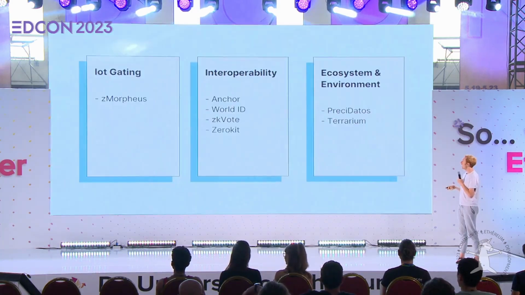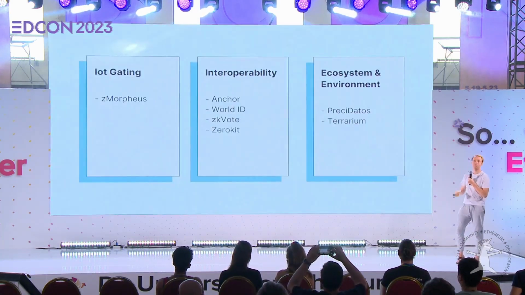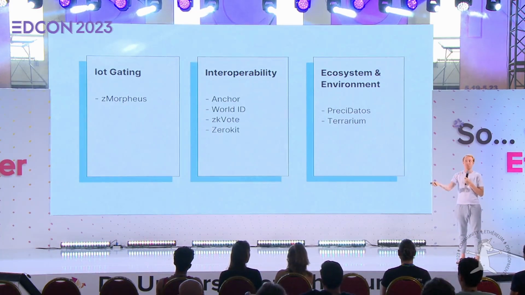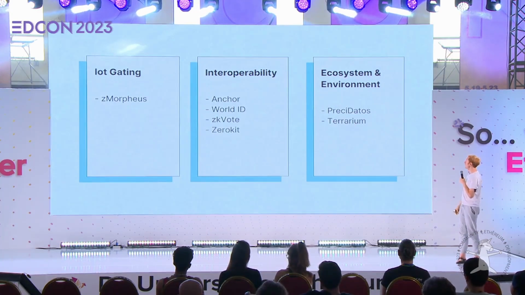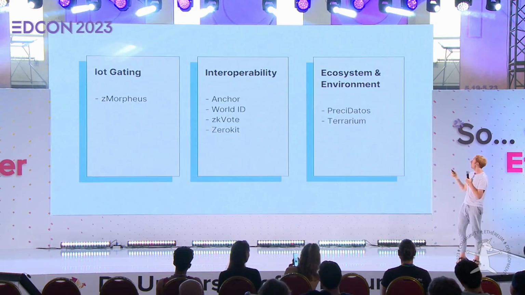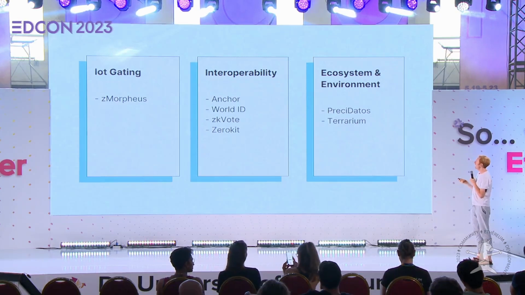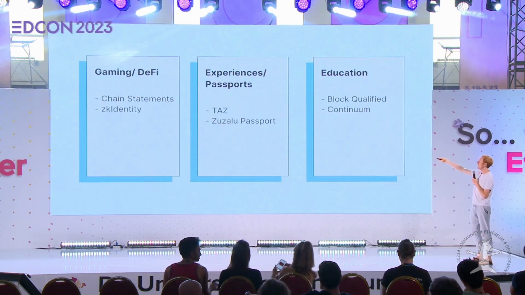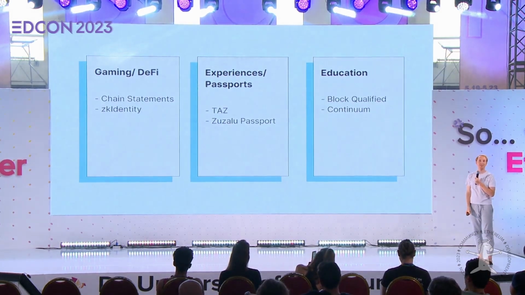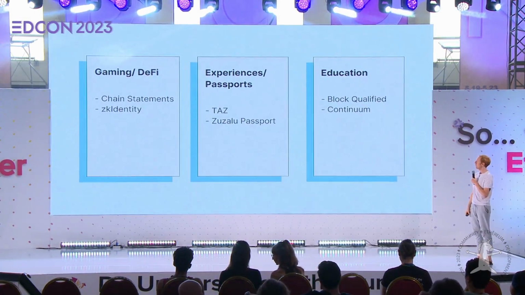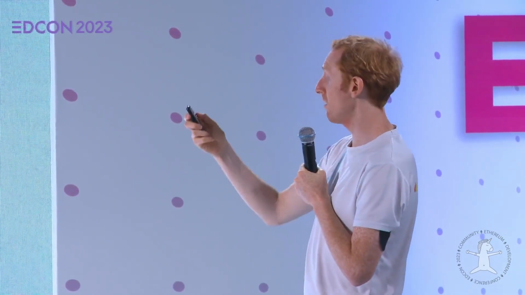So here are some examples of where Semaphore has been used. Semaphore is a proof of membership thing, but it has been used for a whole bunch of different applications. For example, there's a bunch of things about governance and voting, and there are also some IoT use cases and some ecosystem use cases. Maybe you heard about the Taz experience at DevCon or the Zuzulu passport at Zuzulu, which all use Semaphore to do this proof of membership. Our goal is to make a tool that can be applied to many different use cases.